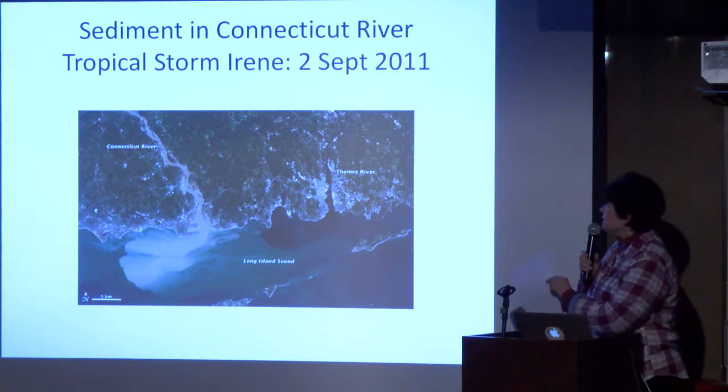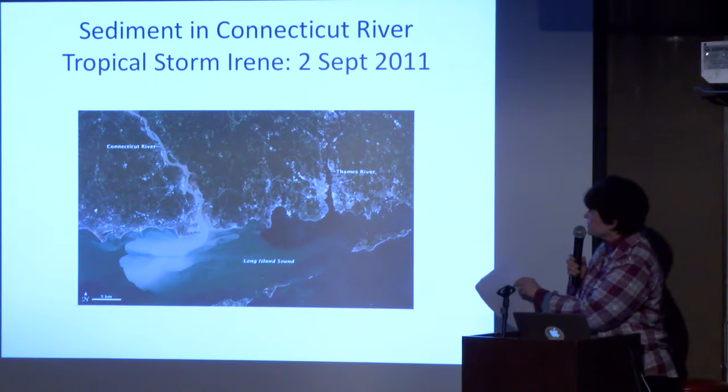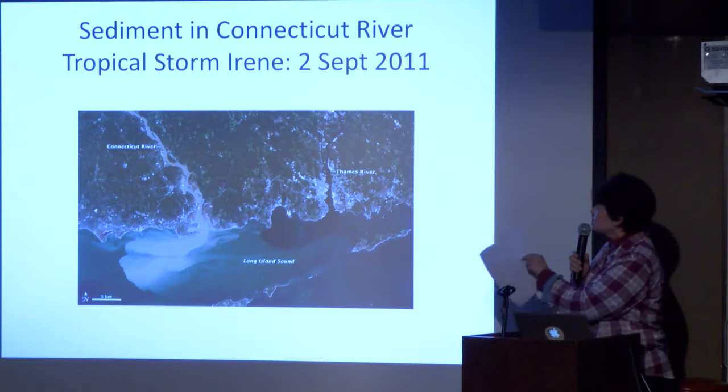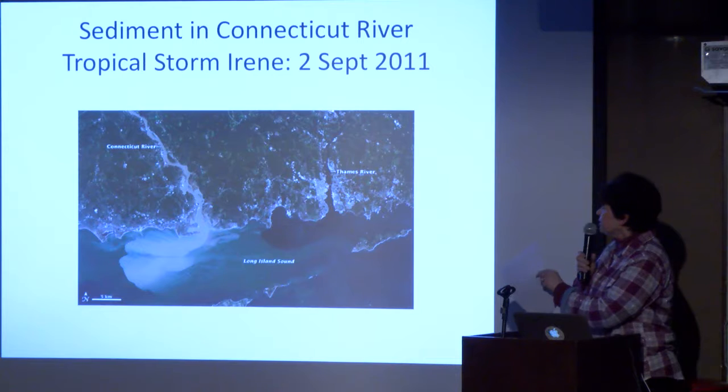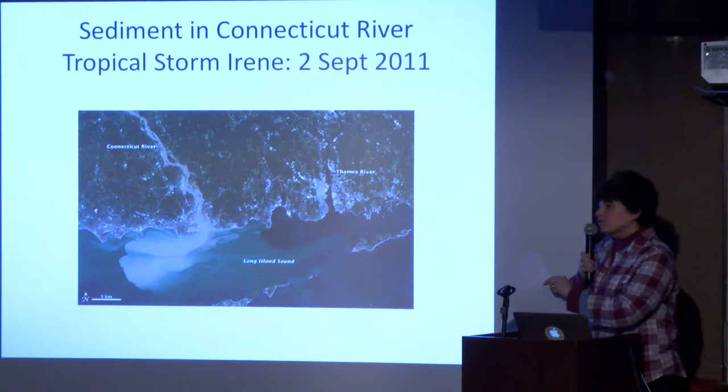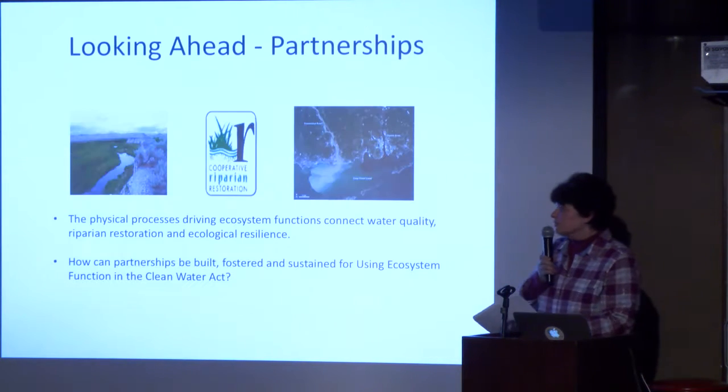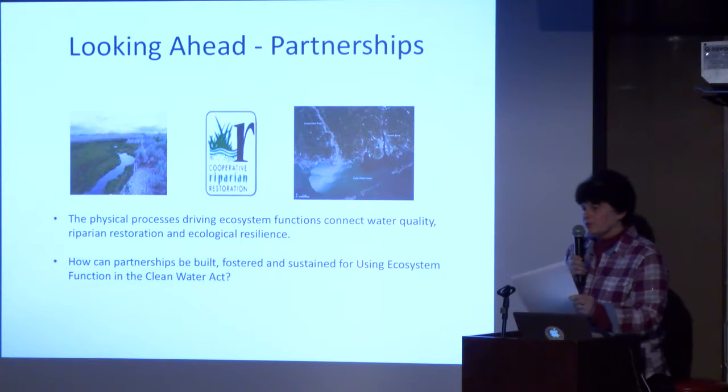Sediment in the Connecticut River was the result of massive erosion from Tropical Storm Irene in 2011. And this is another example where use of ecosystem function to restore the streams could reduce that.